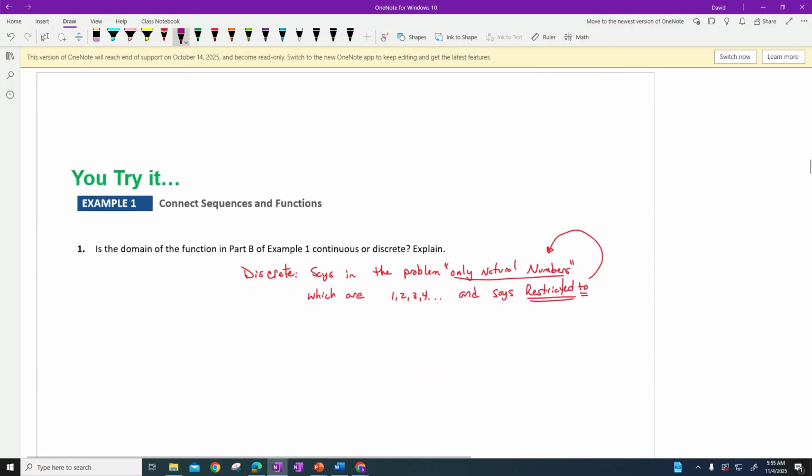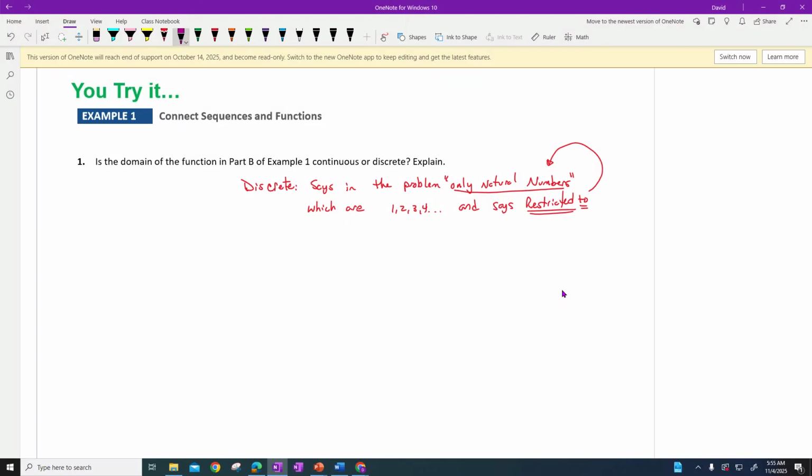Alright. Welcome back. It's got to be discrete. It says in the problem, only natural numbers. And natural numbers are those counting numbers of 1, 2, 3, 4, and we need to say it's restricted to just natural numbers, okay? So restriction means what rules apply to this math problem, okay?